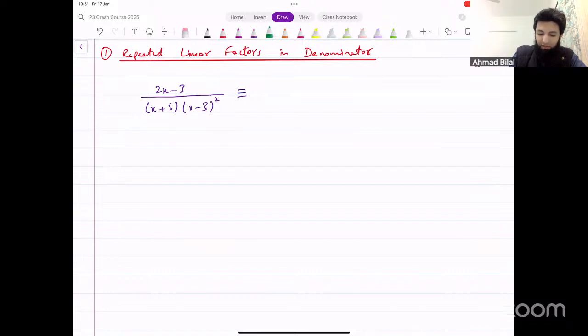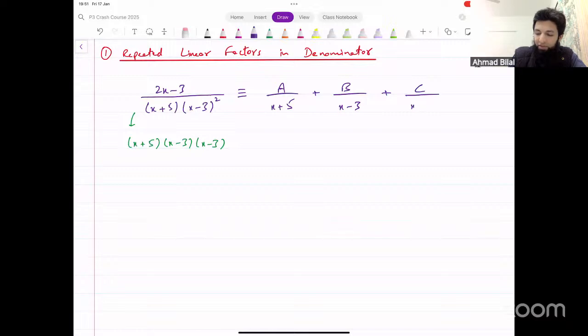Since it's a repeated factor, it's actually x plus 5 into x minus 3 into x minus 3. You might first think that it should be a over x plus 5 plus b over x minus 3 plus c over x minus 3, right? We have x minus 3 in the second fraction and x minus 3 in the third fraction. But that's not what it is.